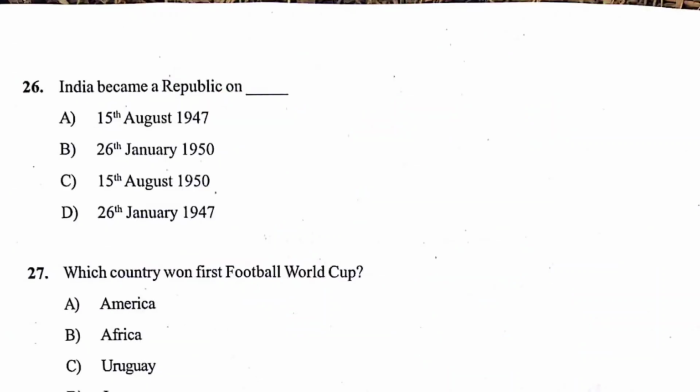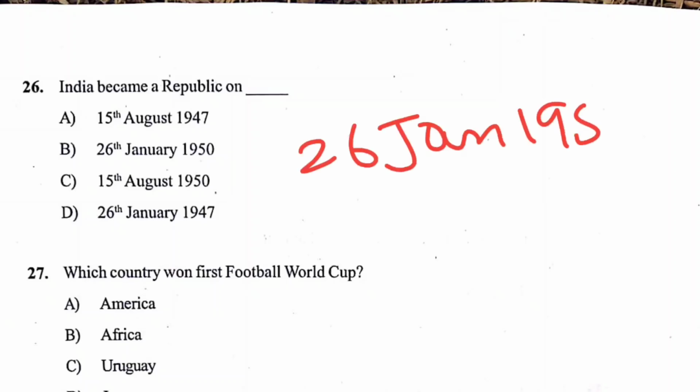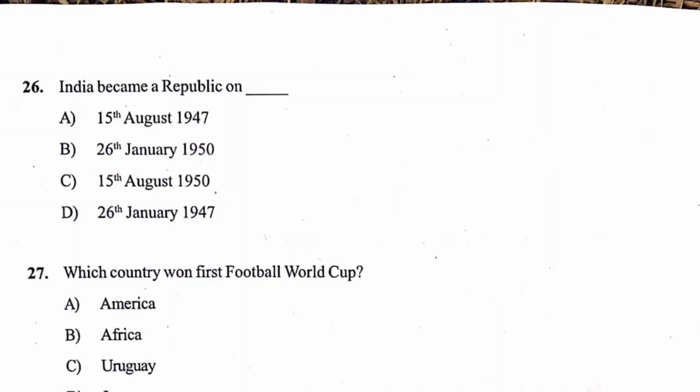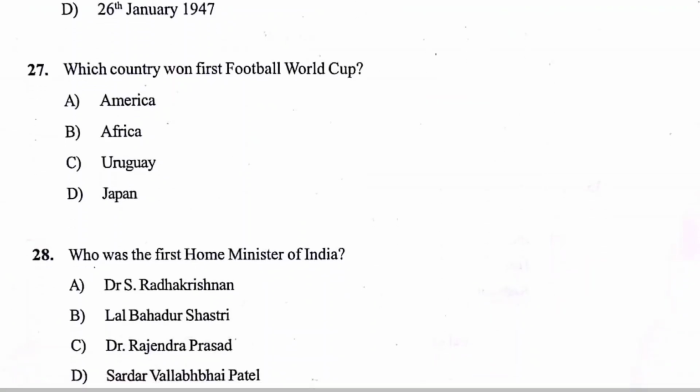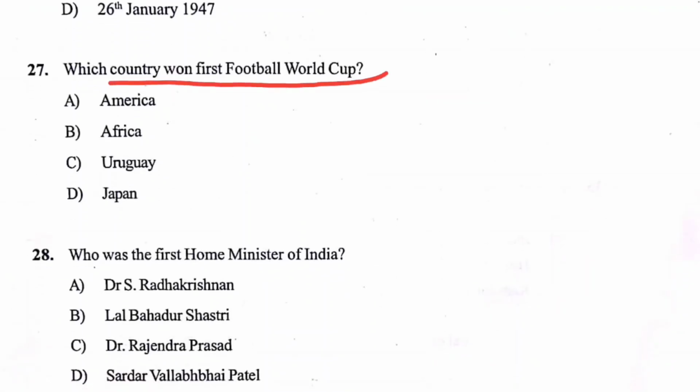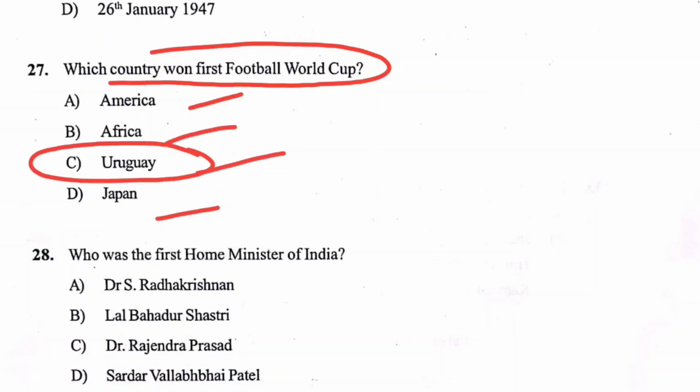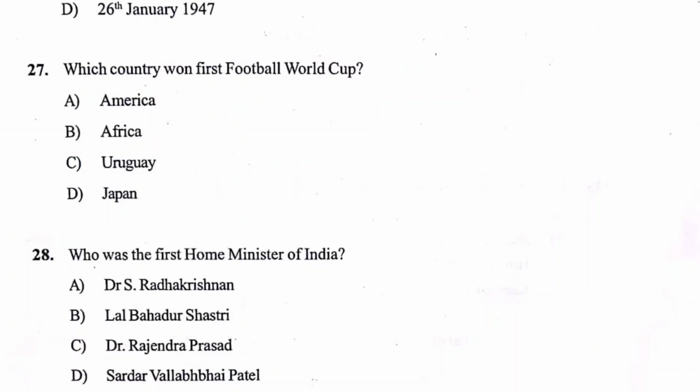Next question is, India became a republic on, options are being given. We know it is 26th Jan 1950. So the correct option should be B option here. Next question is, which country won the first football World Cup? Options are America, Africa, Uruguay, and Japan. The correct option is Uruguay, the first nation who won the football World Cup.